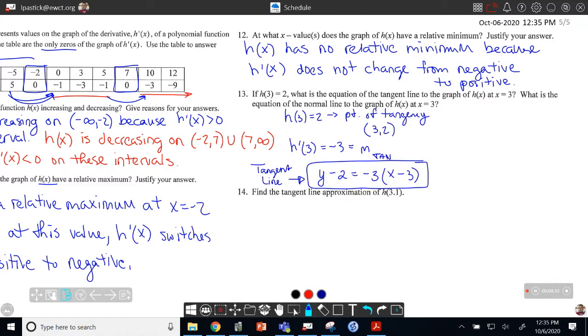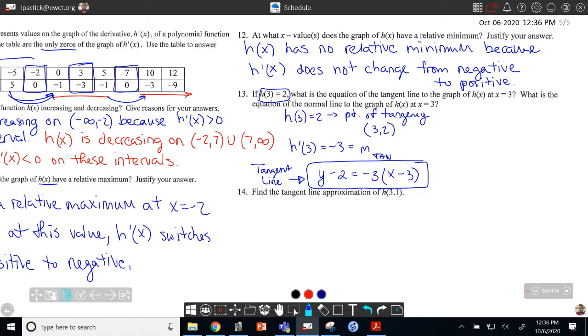So what I've done here is I found the point of tangency. They tell us h of 3 equals 2. That tells us that the point of tangency is (3, 2). Then I look over for h prime of 3. Over here on the chart, h prime of 3 is -3. That's going to be the slope of the tangent line. So then I use the point-slope formula to find my equation for my tangent line.